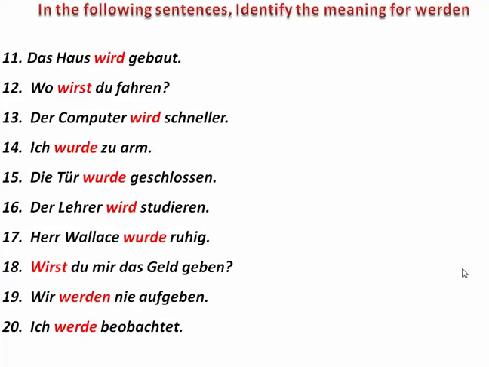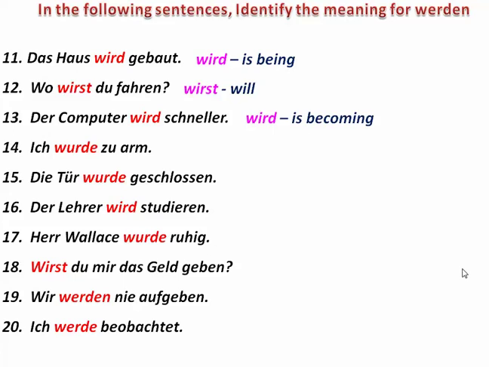Let's do a few more examples. Again, if you want to try them on your own, stop the video. When you're ready to hear the answers, press play. Nummer 11, das Haus wird gebaut. Again, this is the passive voice, present. The house is being built. Wo wirst du fahren? Where will you drive? This is the future. Der Computer wird schneller. The computer is getting or becoming faster.